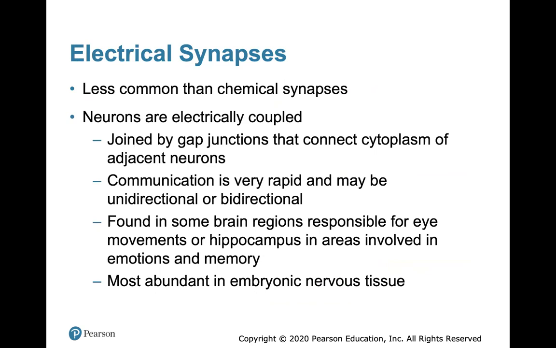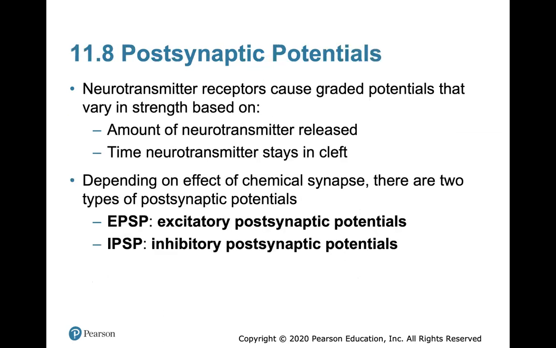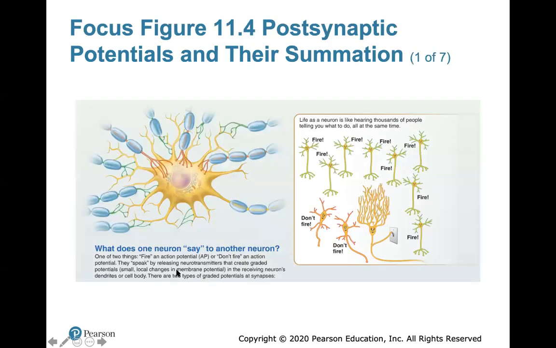Electrical synapses are a little less common. The neurons are electrically coupled, joined by gap junctions, and they're most abundant in embryonic nervous tissue. For the postsynaptic potentials, there are 2 types of potentials: excitatory or inhibitory.